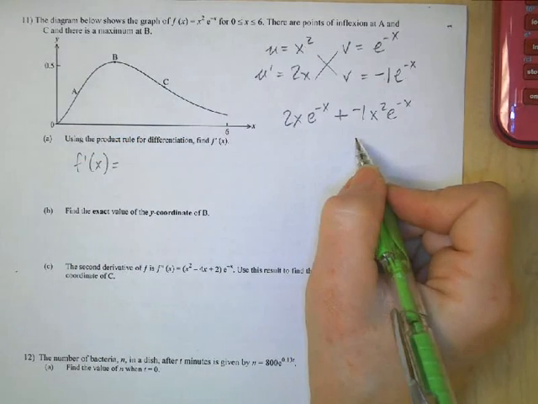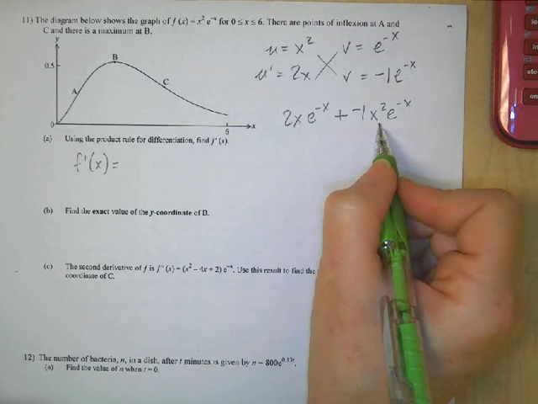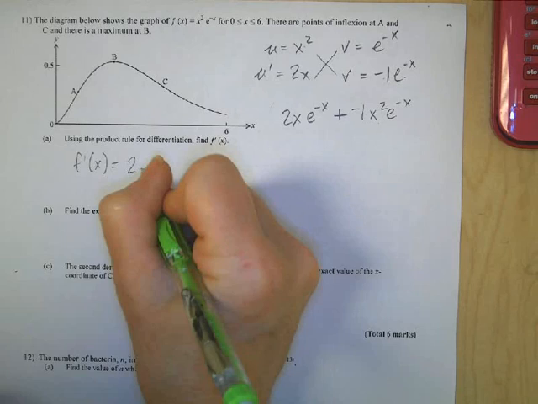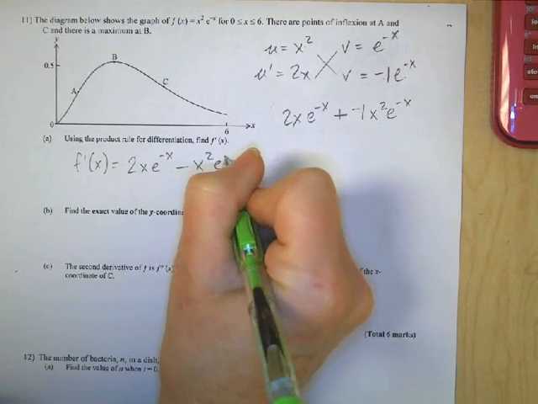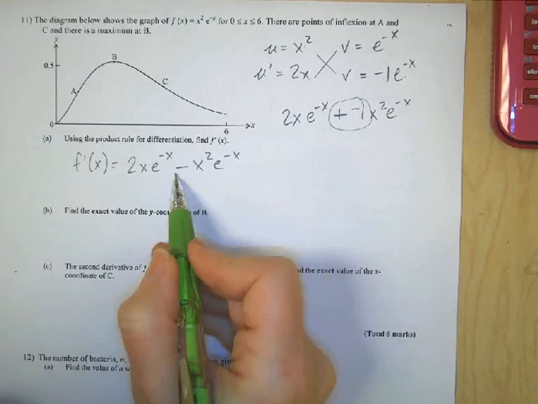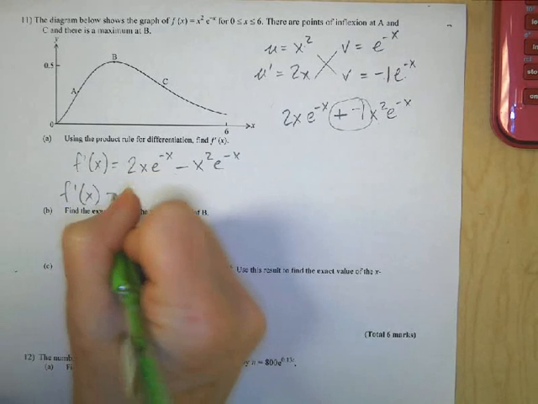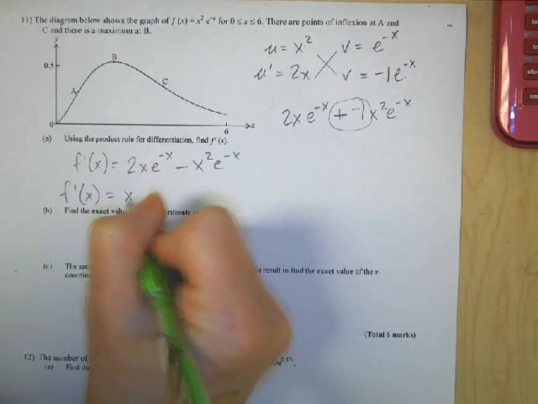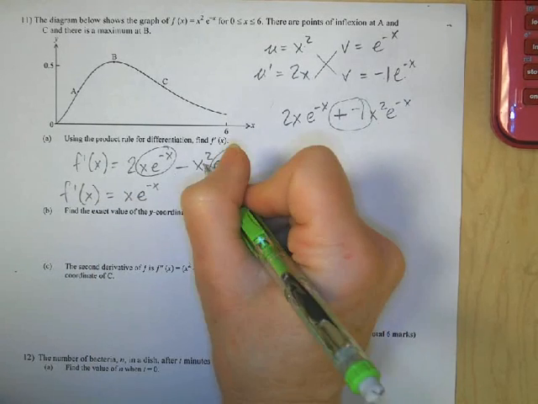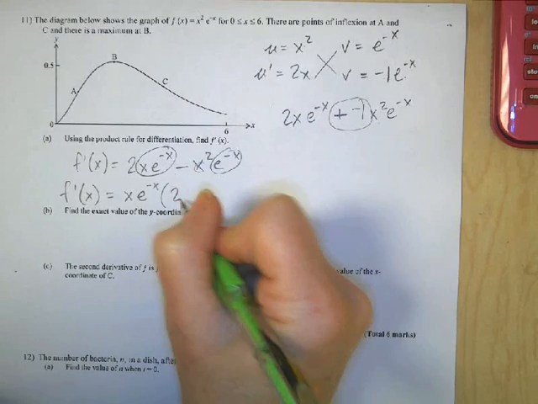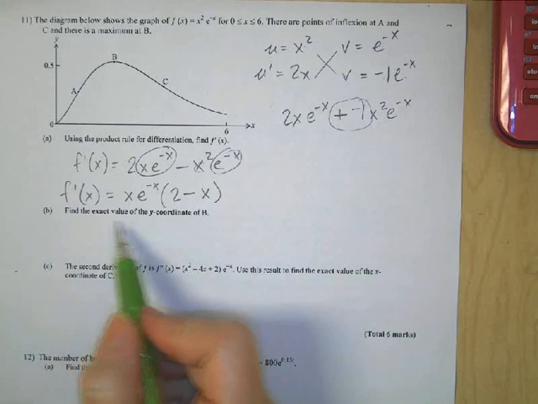I can also factorize this a little bit. I noticed that they have an x in common. So I could leave it like this, 2x e to the negative x minus x squared e to the negative x. Okay, I just simplified this part, made it just a minus. I could also factorize it. They both have an x, and they both have an e to the negative x. So if I take that out, and one of those x's out, I'm going to get 2 minus x left behind. Now find the exact value for the y coordinate of B.